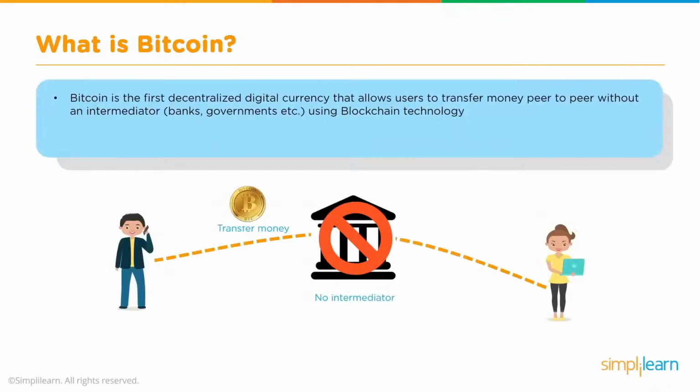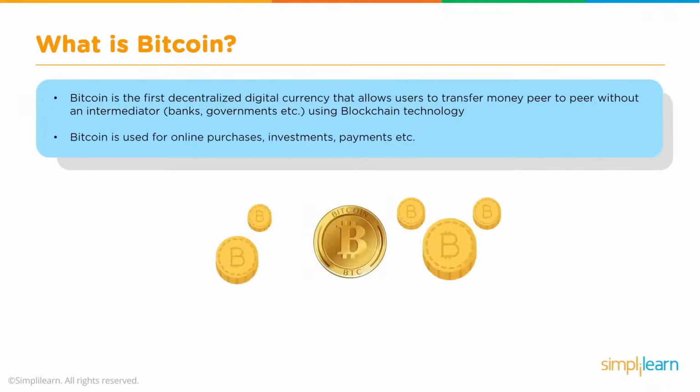Now, what is Bitcoin? Bitcoin is the first decentralized digital currency that allows users to transfer money peer-to-peer without any intermediaries like banks, governments, agents, brokers. Nothing is involved, and all this is done using blockchain technology. So as we saw in our previous example, two parties who want to exchange money, transfer money, don't need an intermediary. Now Bitcoin can be used for online purchases, e-commerce transactions, it can be used as an investment instrument, and it can be primarily used for payments to buy goods and services.